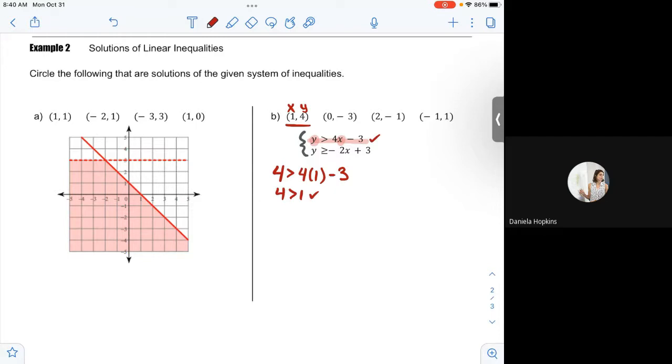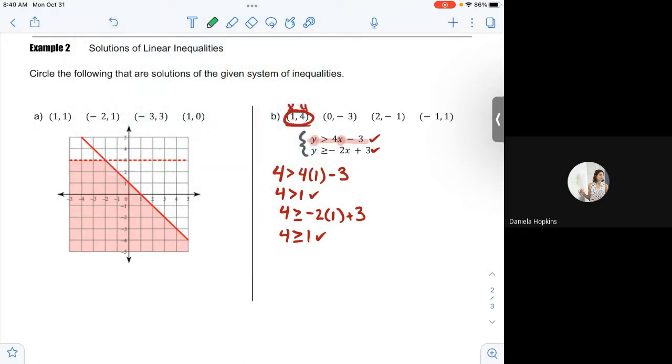So now I'm going to test it in this other equation. I'm still plugging in 1 and 4. So I'd have 4 is greater than or equal to negative 2 times 1 plus 3. Negative 2 times 1 is negative 2. Negative 2 plus 3 is the same as 3 minus 2, which would be 1. So 4 is greater than or equal to 1. That is also true. Since these are both true, this is a solution of that system. I'll do the next one in green.